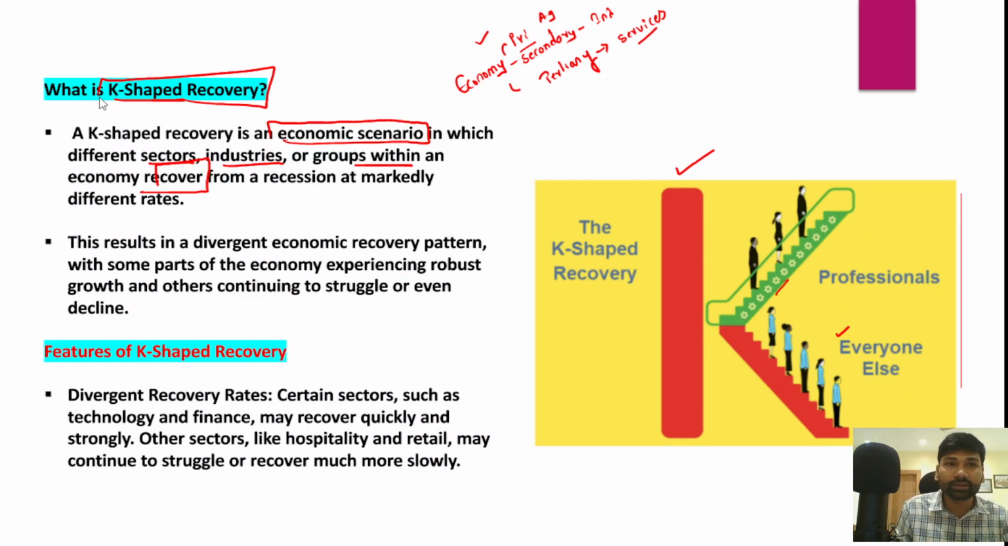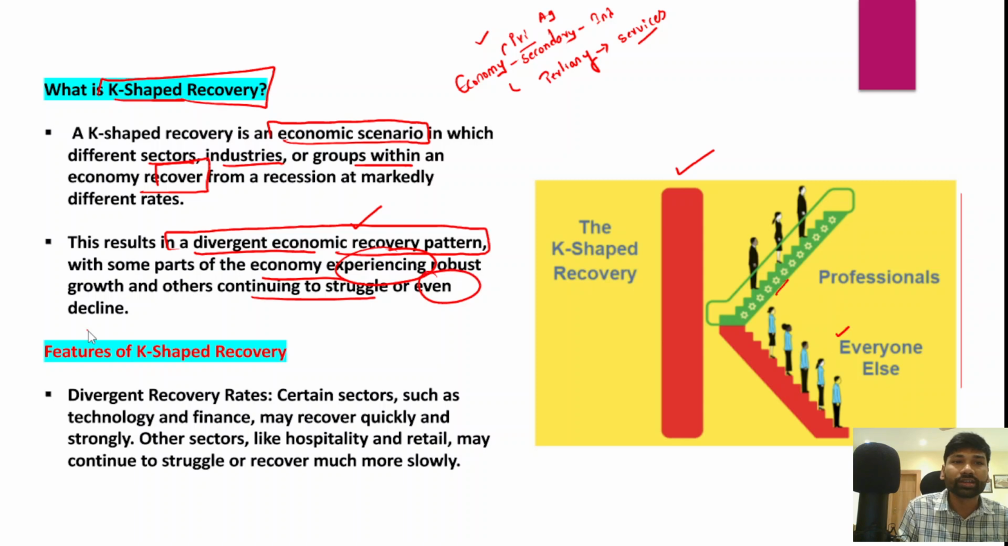With the K-shaped recovery, what happens? There are divergent economic recovery patterns in the economy. There is no uniform economic recovery pattern. For example, earlier we discussed that there are divergent inflationary trends. With this divergent economic recovery pattern, some parts of the economy experience robust growth while others continue to struggle or even decline. Those are the consequences of K-shaped recovery. And we all know that during the COVID-19 pandemic, we observed the economic recession.